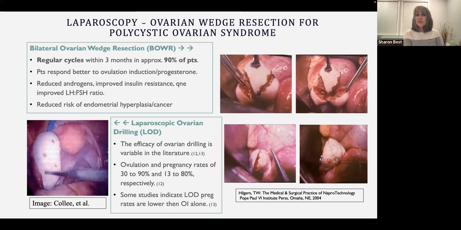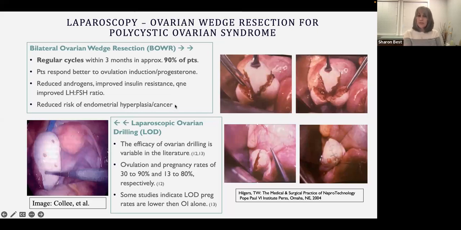A polycystic ovary syndrome woman will often have high androgens. As we mentioned, the high testosterone if the PCOS is driven by the ovaries, and the high DHEAS if it's driven by the adrenals. So obviously an ovarian wedge resection won't do a whole lot to decrease the DHEAS. We improve the LH-FSH ratio, and we have a reduced risk, most importantly, of endometrial hyperplasia or cancer.